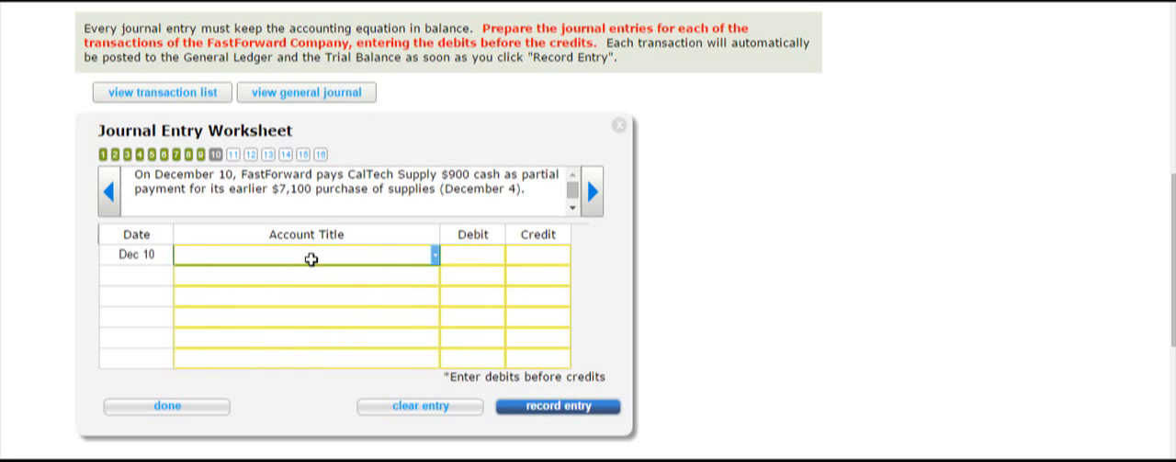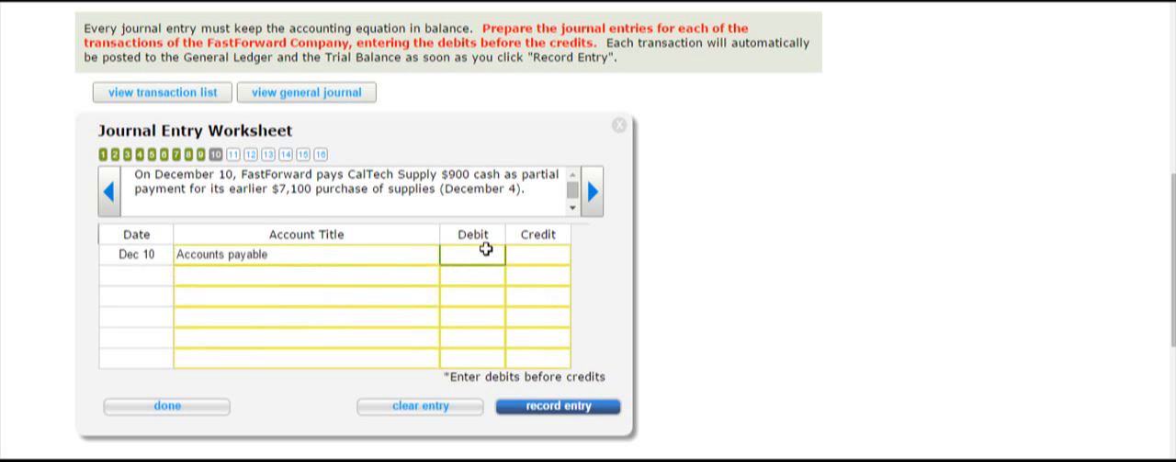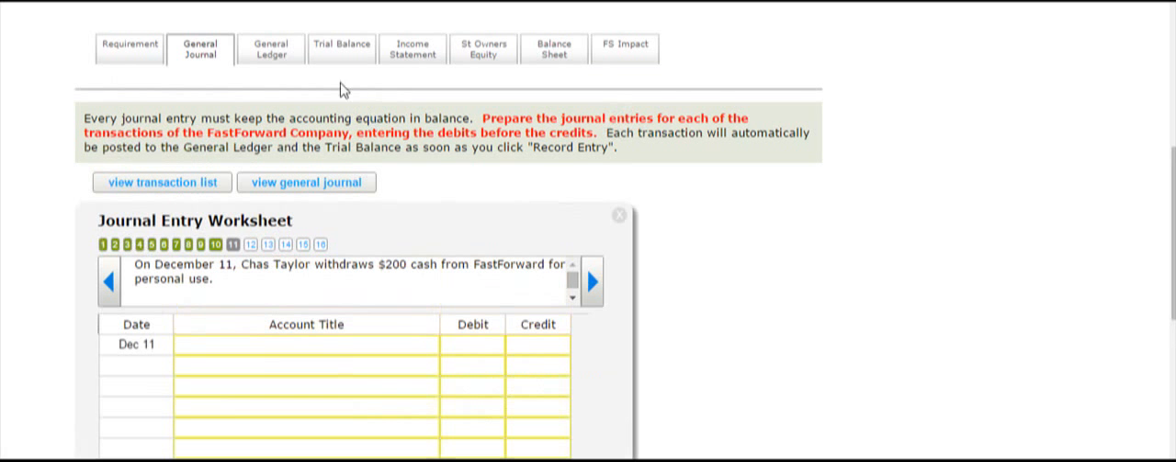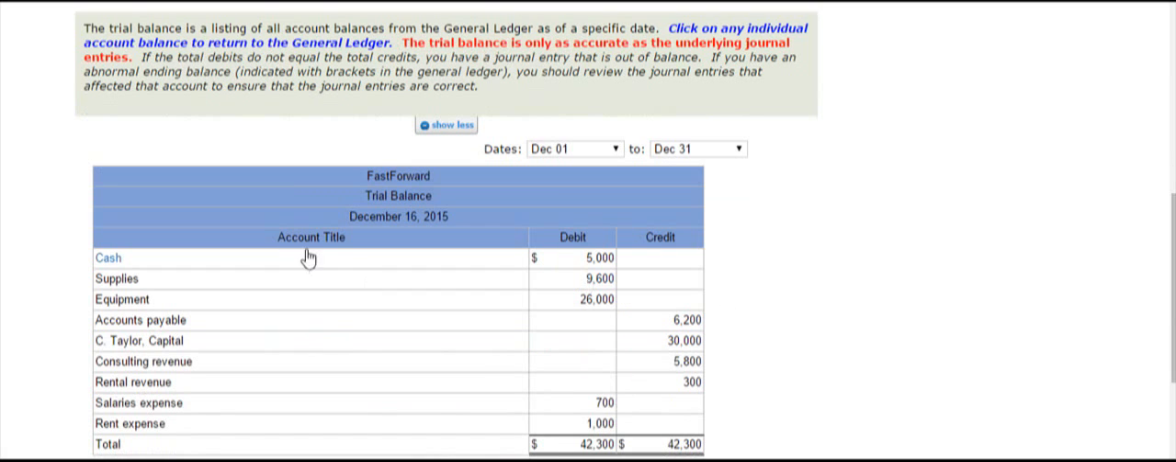Pays cash as partial payment for the supplies. That was an account payable. 900. Credit cash 900. If we look at the trial balance, hopefully it still balances. What it's showing you is that your debits equal your credits.